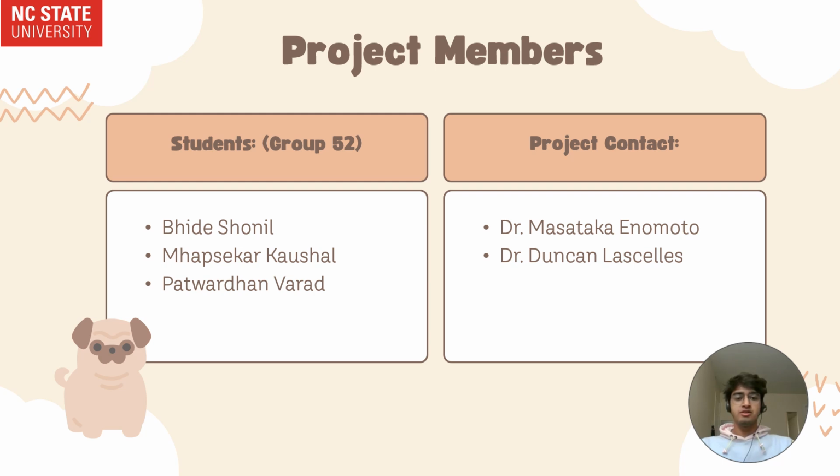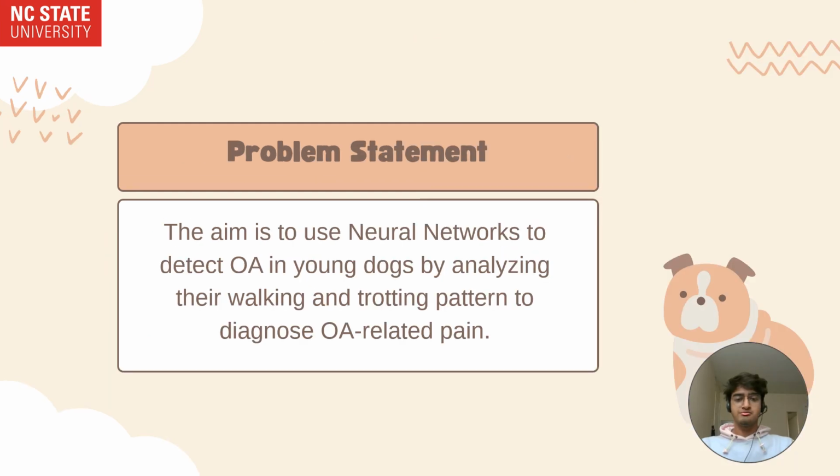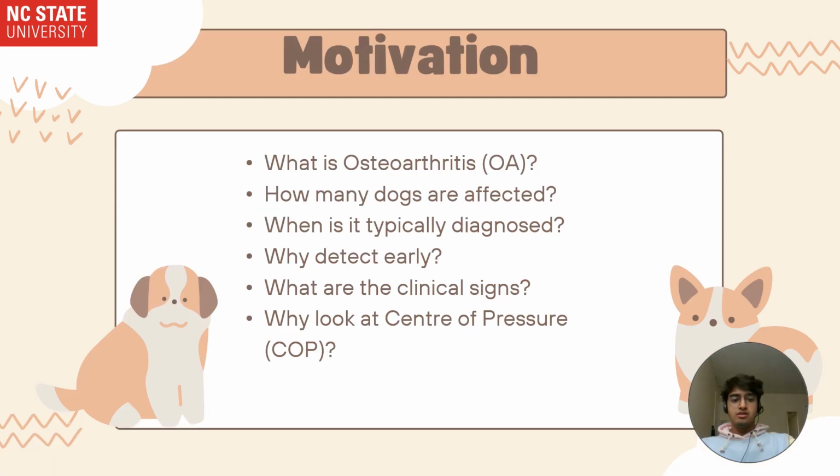The project contacts were Dr. Masataka and Dr. Duncan from College of Veterinary Medicine. A problem statement is to use neural networks to detect osteoarthritis in young dogs by analyzing their walking and trotting pattern to diagnose osteoarthritis. So, what is osteoarthritis?